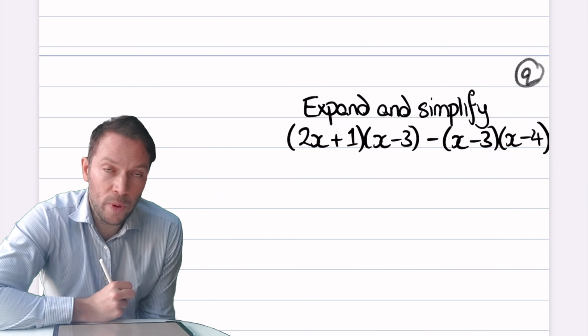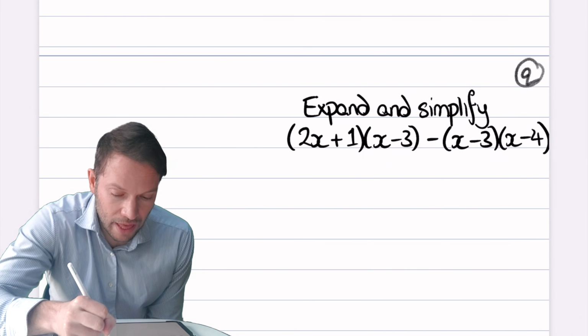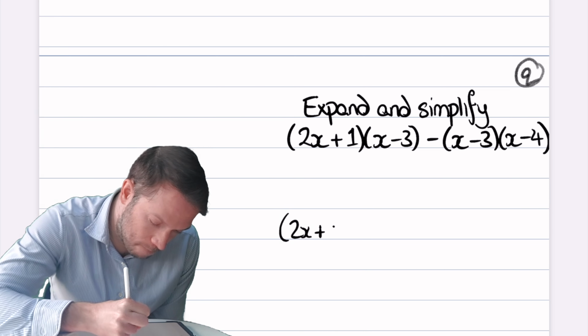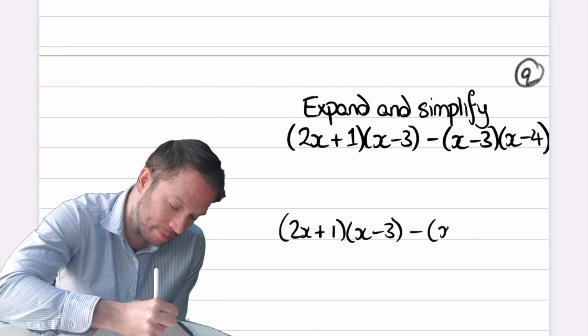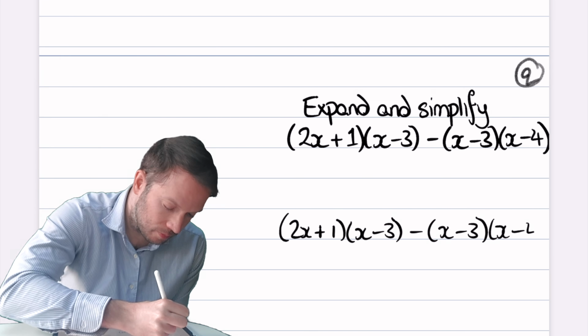Hi, in this video, we're going to do two double bracket expansions, and then we're going to subtract them like this. So let me just copy this out. Remember how we multiply out two brackets? We do each thing in the first bracket multiplied by each thing in the second. So we're going to do each thing from this first bracket multiplied by each thing from the second.